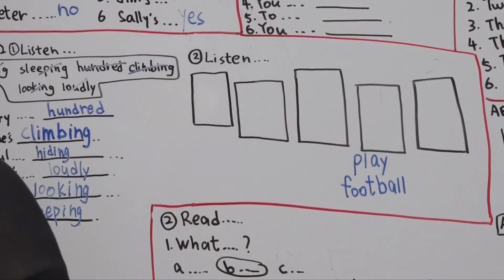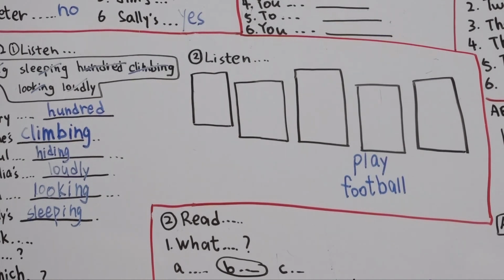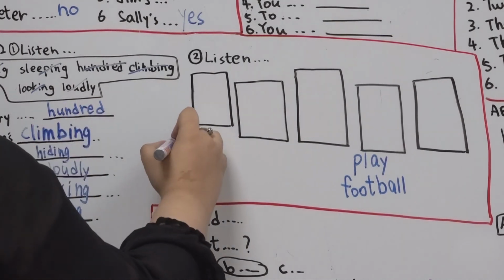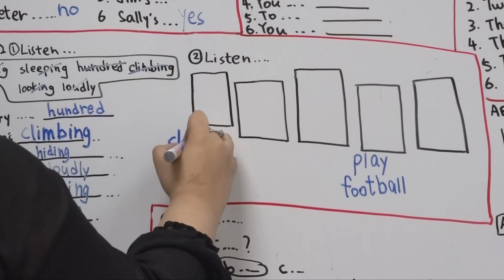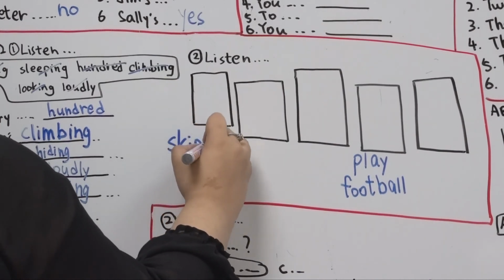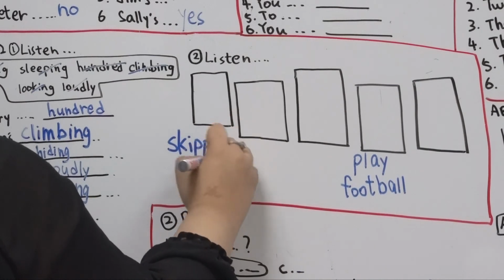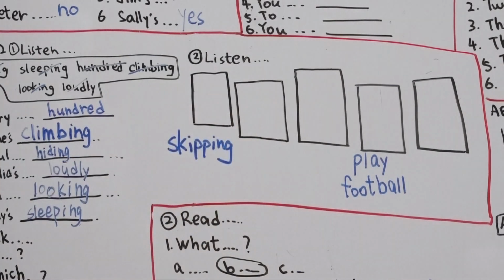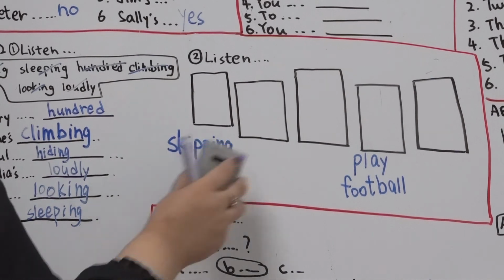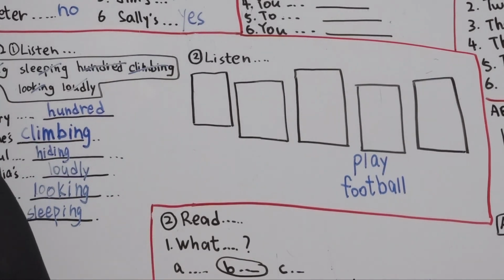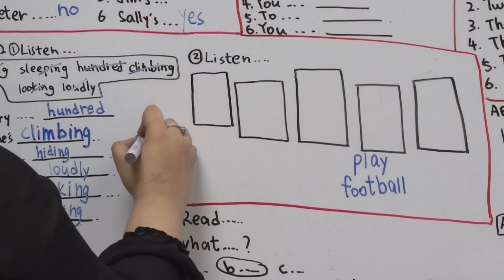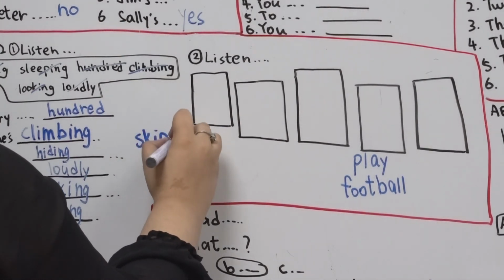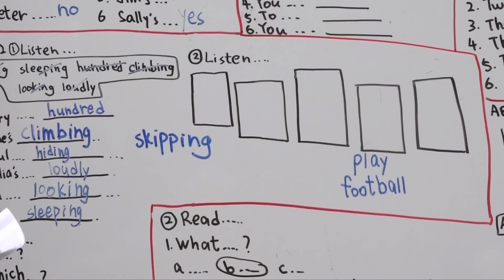Skipping. Do you know how to spell skipping? S-I... S-K-I-P-P-I-N-G. The first picture is skipping. Skip. Ping. Yes. Okay, the rest of it you do it.